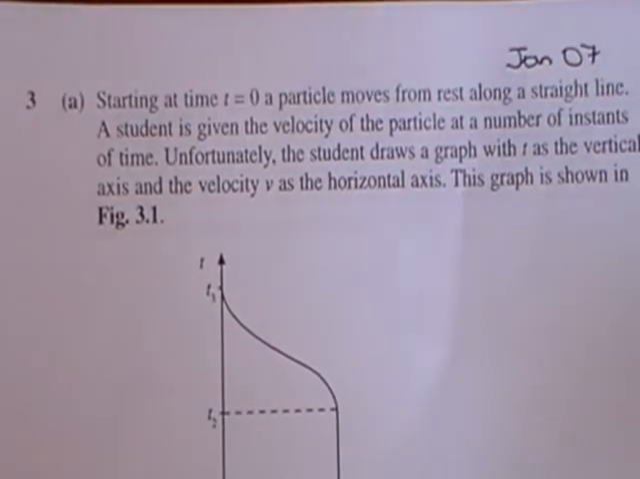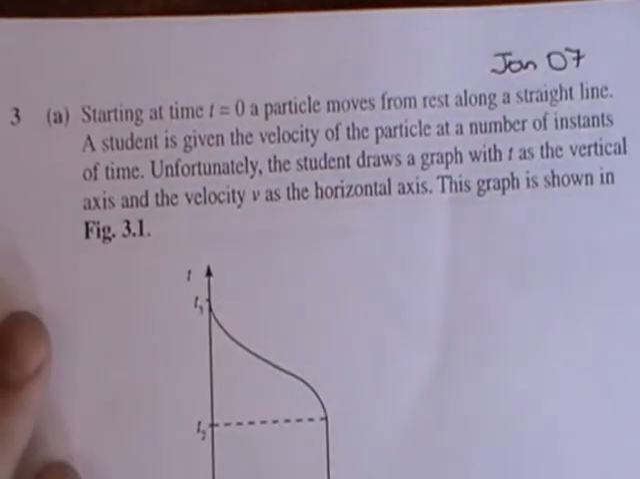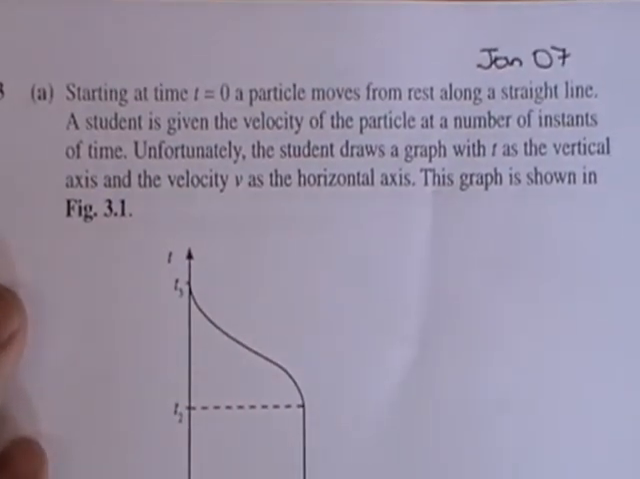This is January 07 question 3. Starting at a time t equals 0, a particle moves from rest along a straight line. A student is given the velocity of the particle at a different number of instants of time. Unfortunately, the student draws a graph with t as a vertical axis and the velocity v as the horizontal axis. This graph is shown below.